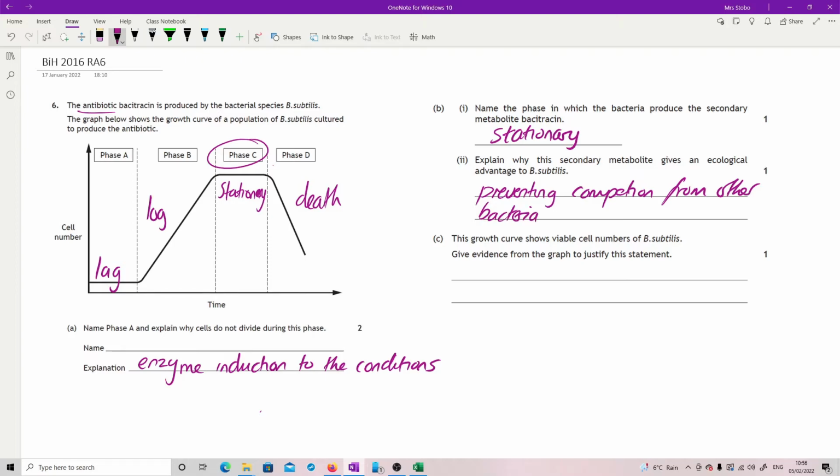Okay, this growth curve shows viable cell numbers of them. Give evidence from the graph to justify this statement. Okay, so if this is a viable cell count, that is the number of functioning living cells. If you didn't have a viable cell count, basically you couldn't see this phase. Okay, so we've got a reduction in cells. So phase D shows reducing cell number.